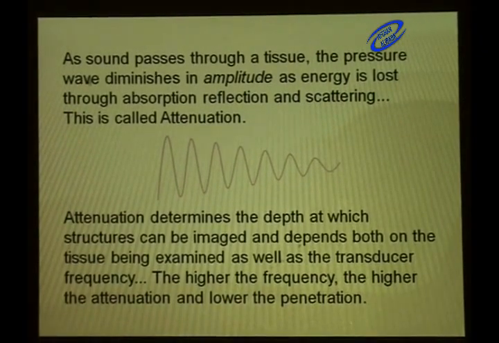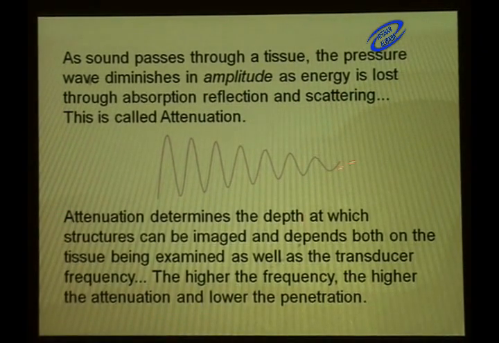As sound passes through a tissue, the pressure wave diminishes in amplitude as the energy is lost, and this loss of energy occurs due to absorption, reflection and scattering. This loss of energy of the sound wave as it is passing through a tissue is known as attenuation. This is well shown by this wave diagram.